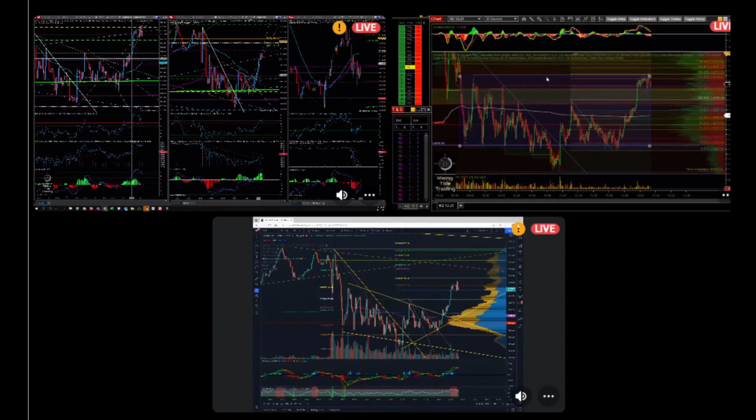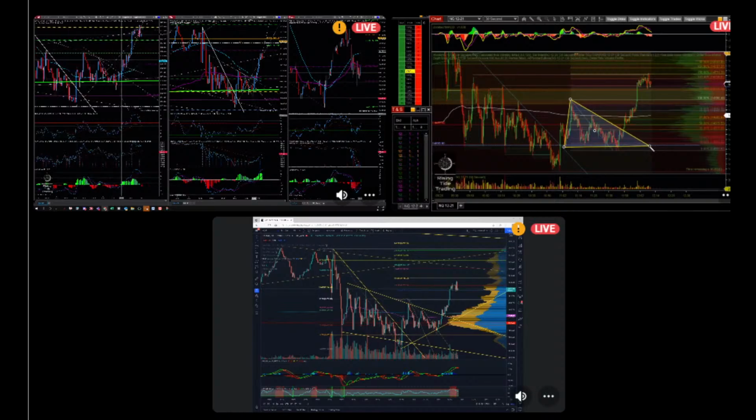And now this is over. This is the same as the symmetrical triangle. This symmetrical triangle came from nowhere. All right, I think we did it this way. I don't remember exactly the bottom, but I know the top was here. And then look how it worked. Broke to the downside, broke to the upside, came back in, and broke through.